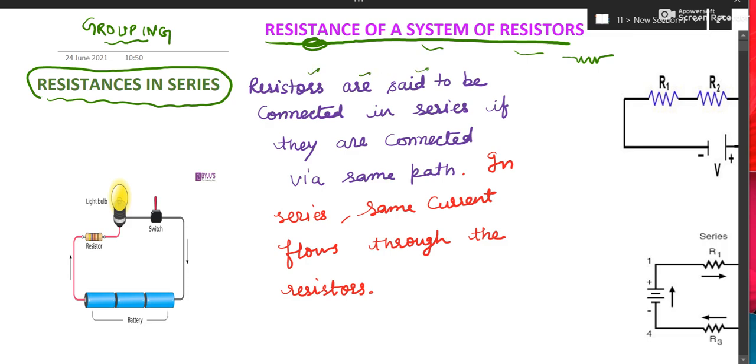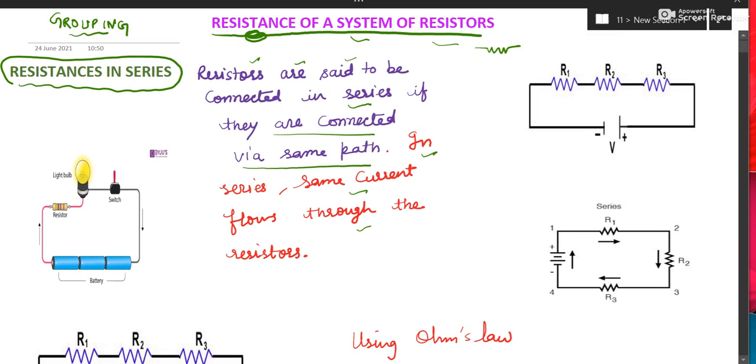Resistors are said to be connected in series if they are connected via the same path, via the same wire. In series, the same current flows through all the resistors because they are connected in the same path. For example, you can see this is a series arrangement of three resistances R1, R2, R3. These three resistances are connected via the same path. So these three are all in series, and then there is a battery. You can see in this also they are connected via the same wire. There is no different wire, no branching. So this is a series combination.